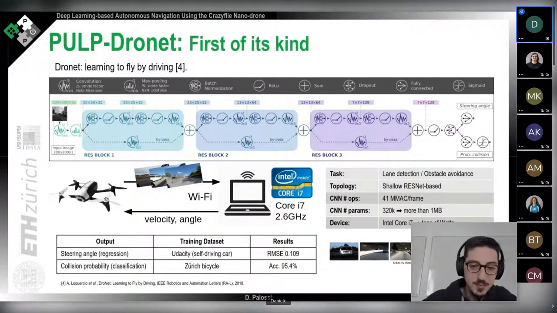From here, just a bit of overview of the accuracy and the root mean square error of this original work, which was using two different datasets: the well-known Udacity dataset from the autonomous driving domain for training and evaluating the steering angle problem, the regression problem, and then a custom-made dataset for the probability of collision task called the Zurich Bicycle.